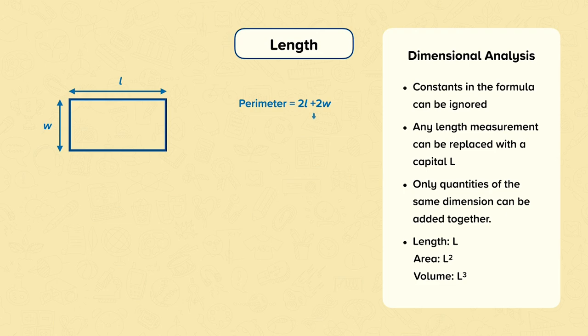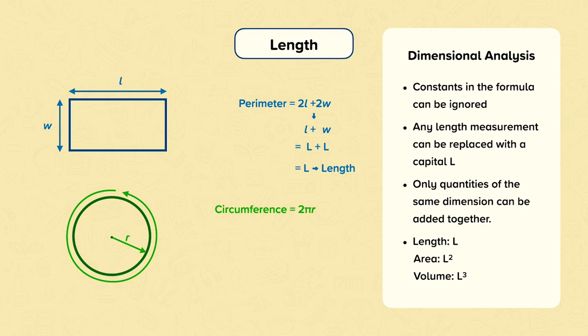If we ignore those constants, we just have that the dimensions of perimeter are the dimensions of L plus W. These both have the dimension of length, so we can replace them with a capital L to get L plus L. We know a length plus length is just a length. So the dimension of perimeter is length, as expected.